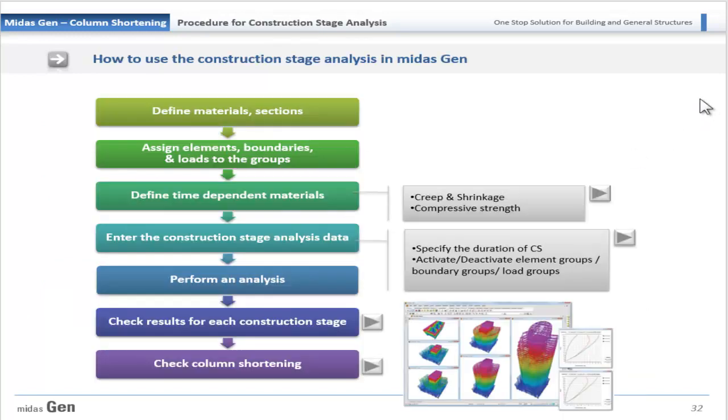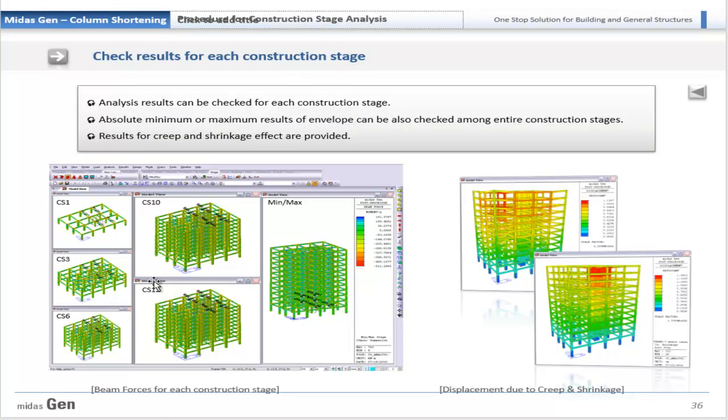So I'll go back to the procedure. After we are done with the definition of stages, analysis is performed. The results for each stage can be checked. Let's see the results. For every stage, we can get all the results like deformations, reactions, moment diagrams and everything. Absolute minimum or maximum results of the envelope can also be checked among the entire construction stages. And results of creep and shrinkage effects are also provided.